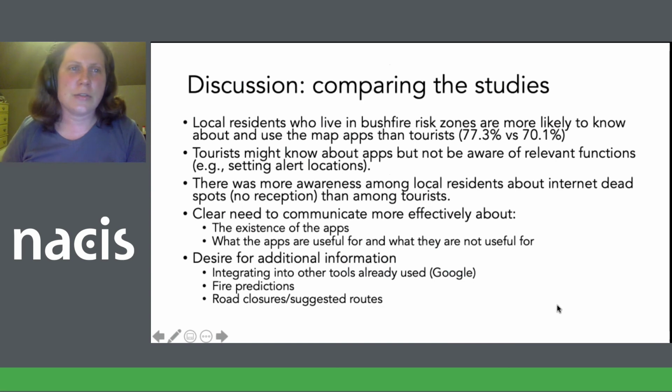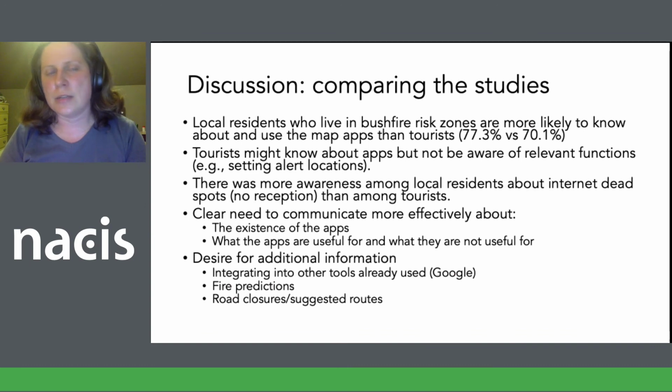Okay, so in just summarizing and comparing some of the things that we found across the two studies, the local residents who lived in the bushfire risk zones were more likely to know about and to use the map app than tourists, with about 7% higher use rate in the local resident group compared to the tourist group. We found that tourists might know about the apps, but they might not be aware of relevant functions like setting alert locations.